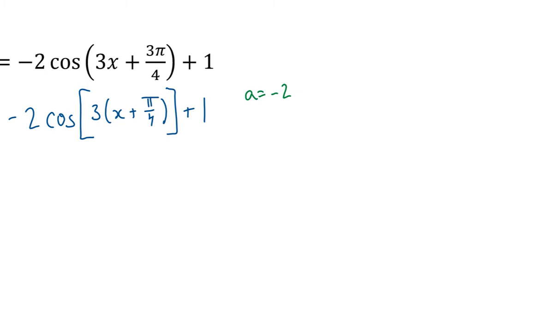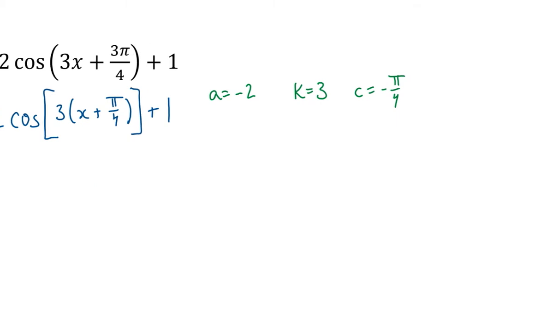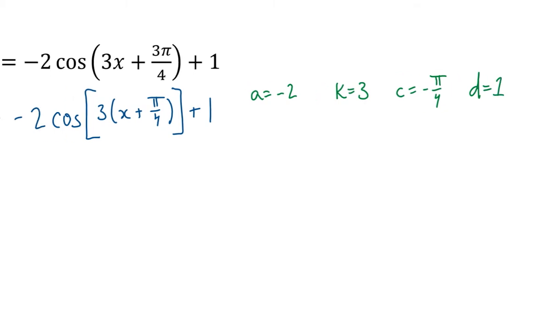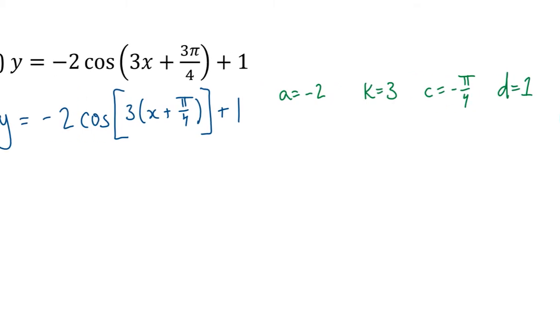Okay, and that's another nice thing about this strategy: when you write it out, you hopefully will make that mental note. K is 3. C is negative pi by 4. It has the opposite sign of what's in the brackets there. Okay, and D is 1. Now, the C, notice it would have been wrong.